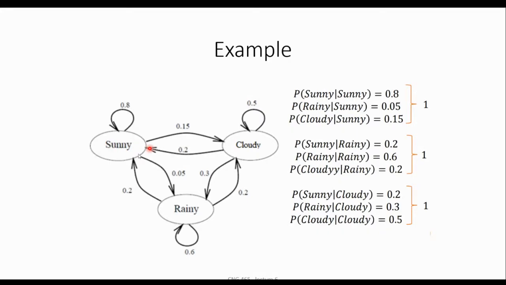But what does it mean? For example, if today is sunny, what's the probability that tomorrow will be cloudy? And I can show it by 15%. So this is a conditional probability. If I know the weather today is sunny, what's the probability that tomorrow will be sunny? Something like that. And as you can see, their summation is 1. So each one of them is a probability distribution.